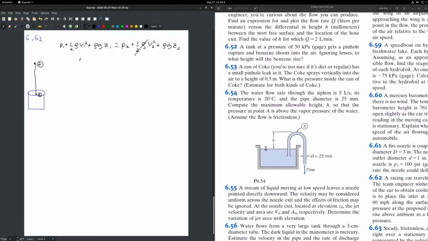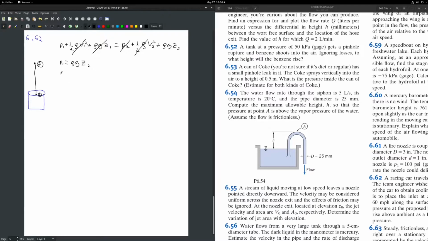Now if we look at our streamline plot right here, at point 1, we don't have any velocity and we don't have a variation in height, as we're going to take that height as being 0, which means V1 and Z1 are going to be 0. Additionally, along the streamline, at point 2, when we reach the height of where the benzene is going to shoot up into the air, our velocity of that benzene is going to be 0, so V2 is going to be 0.